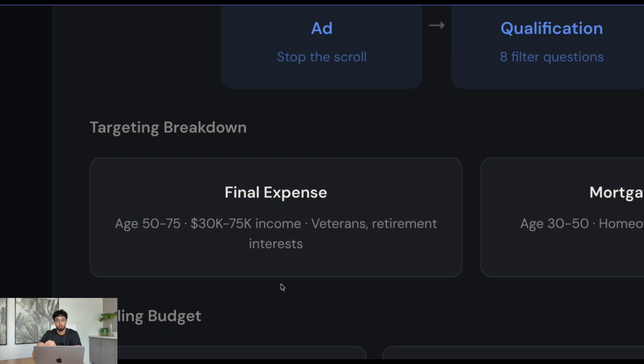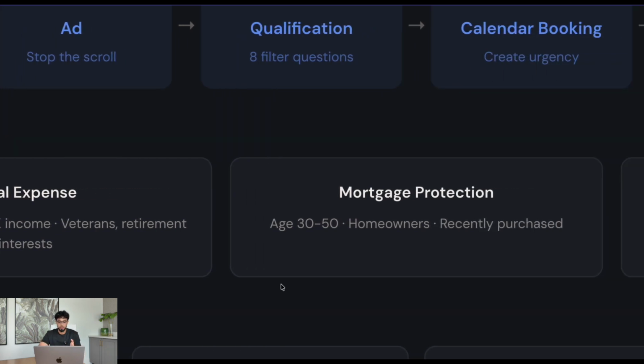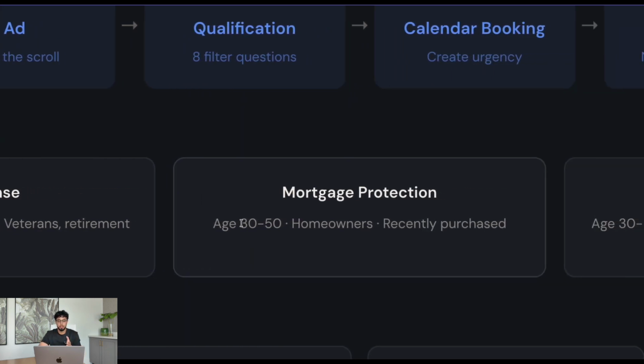Only those people. You don't want to target everybody, just a specific demographic of people so you can get the most qualified leads coming to you. And let's go into mortgage protection, right? Typically, they're a little bit on the younger side, maybe 30 to 50. They're homeowners, of course. And you can even target recently purchased homes. So people who just got a home, they want to protect their mortgage and their spouse or whoever the case may be, target those people.